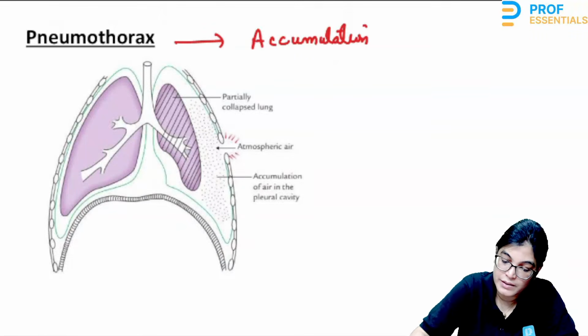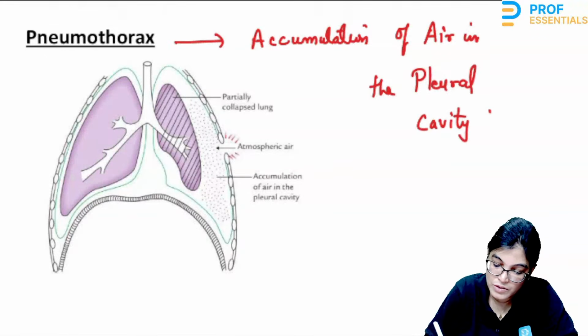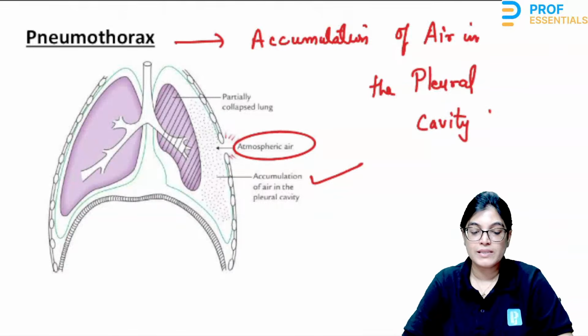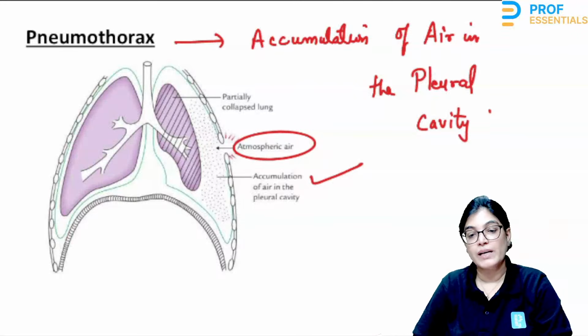Accumulation of air in the pleural cavity. So you can see atmospheric air is accumulated in the pleural cavity, as you can see in the diagram, sucked in. So spontaneous pneumothorax will happen. As the name suggests, it is spontaneous.